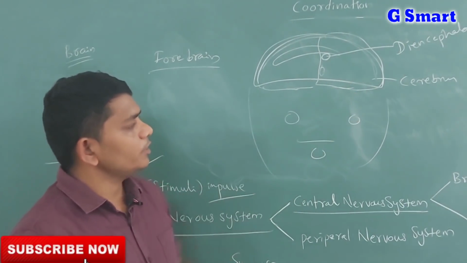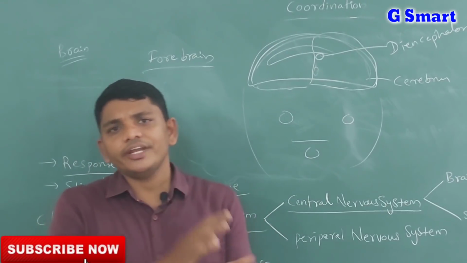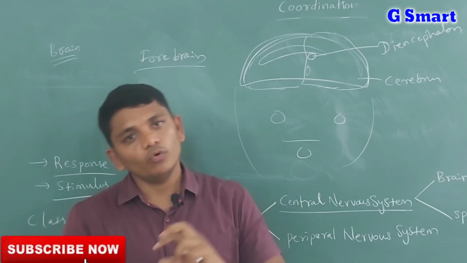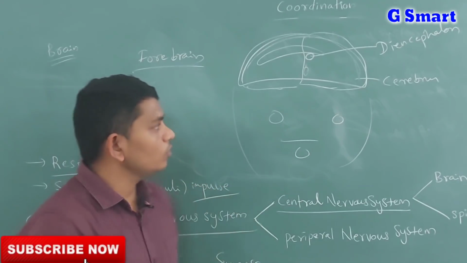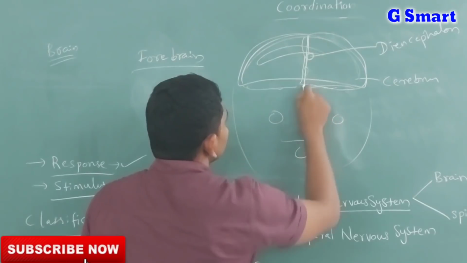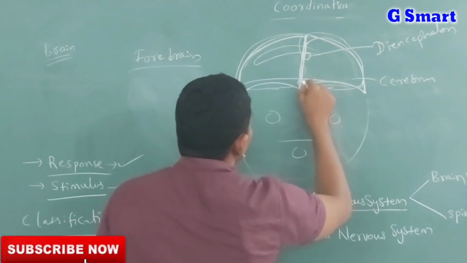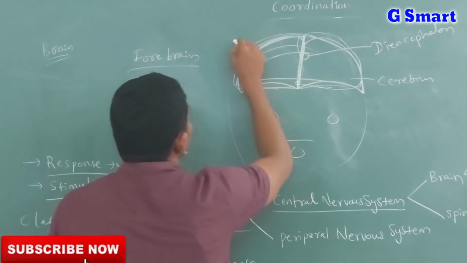You know, the cerebrum is classified into four lobes. It is classified into four lobes, and the entire cerebrum is divided into two equal halves, and each half is called a hemisphere.